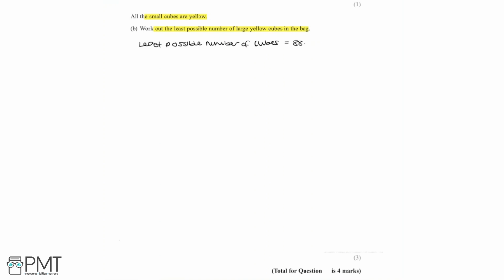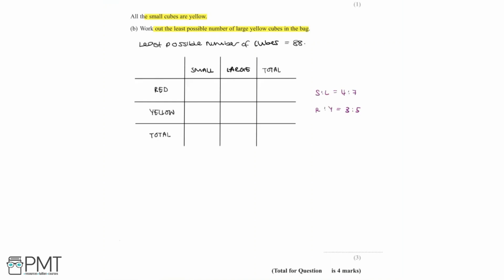Now we can use a two-way table to represent the information given to us. We know the total number of cubes in the bag, and we have the ratios between the number of small cubes and large cubes, and the number of red cubes to yellow cubes. Now let's work out some values before we can fill in our table. The ratio of the number of small cubes to the number of large cubes is equal to 4:7, and so the fraction of small cubes would be equal to 4 out of 11. And so to find the number of small cubes, we'd multiply this fraction by the total number of cubes. And so we can say that the total number of small cubes is equal to 4/11 multiplied by the total of 88, which gives us an answer of 32.